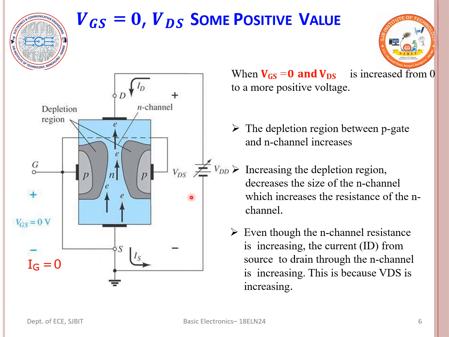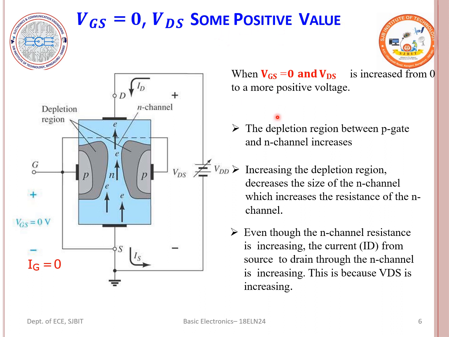Wherever the charge enters, we call it the source, and wherever the charge leaves the channel, we call it the drain. For an N channel, the majority charge carriers are electrons, as we already know. The working principle basically works on two conditions. The first condition is making the gate-to-source voltage equal to 0, and the drain-to-source voltage is varied to some positive value.